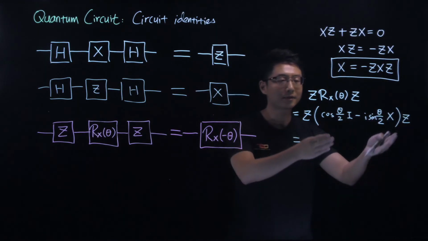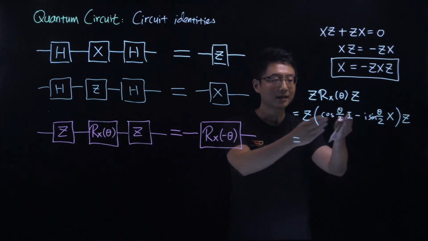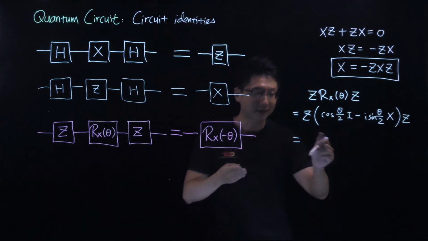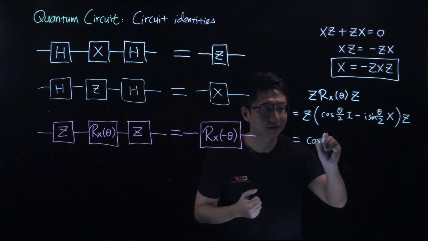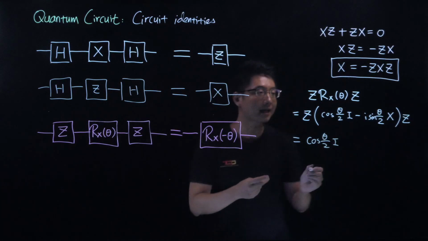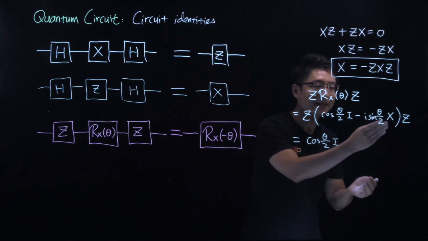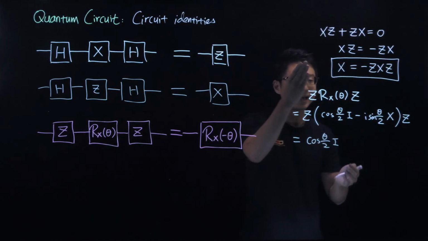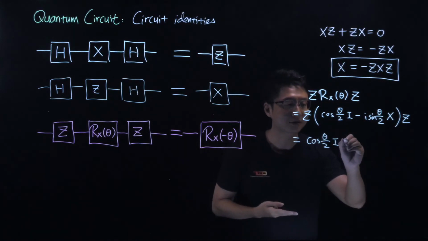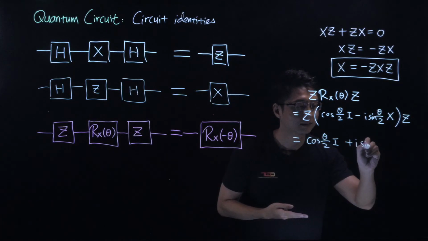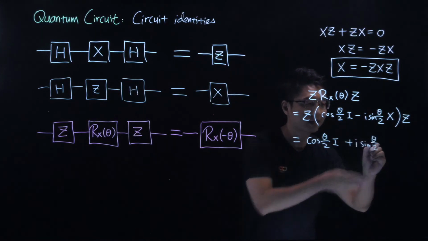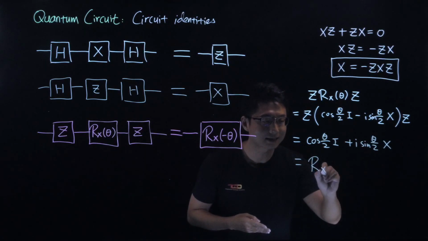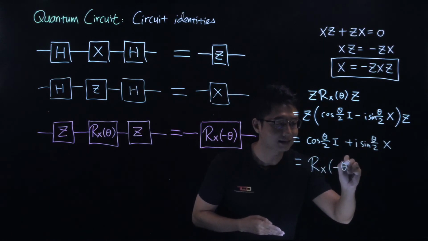So for these two terms, the first term we have Z identity Z, so that is simply Z squared, which is still the identity, so we have cosine of theta over 2 times the identity. For the other term, we have ZXZ, so we recognize that ZXZ is simply minus X, so this will turn this minus into a plus, so that gives us i sine theta over 2 times X, which is simply rotation around the x-axis but by an angle minus theta.